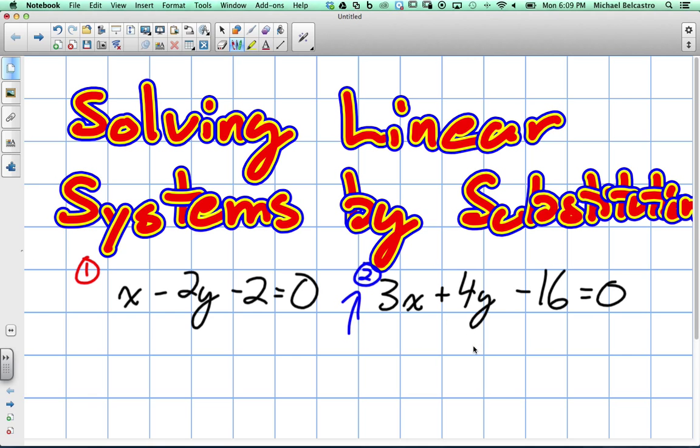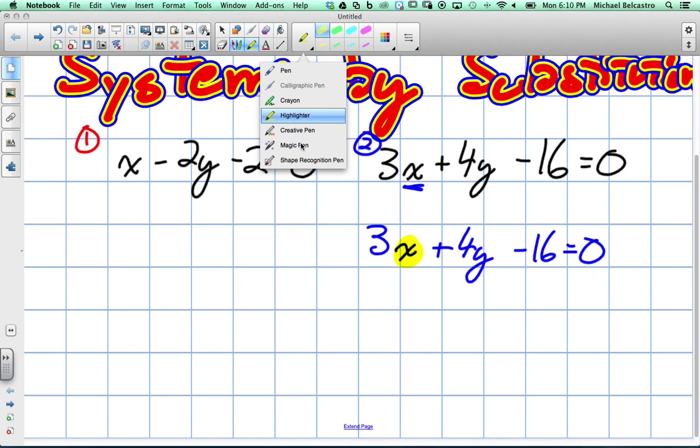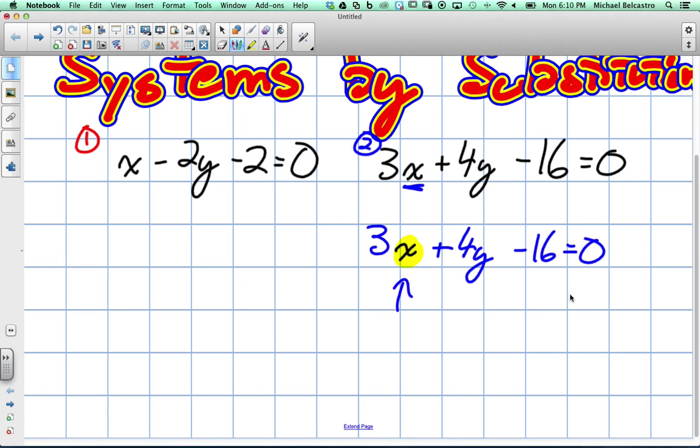And which variable would you like to isolate for? X. Okay, so we'll do it in blue. Our goal is going to be to isolate for x. So we'll bring it down here. We have 3x plus 4y minus 16 is equal to 0. So the goal is to isolate for x, which means we essentially want everything else on the other side of the equation. Since x is on the left side of the equation right now, we're going to take 4y and 16, and we're going to move them all over to the right.